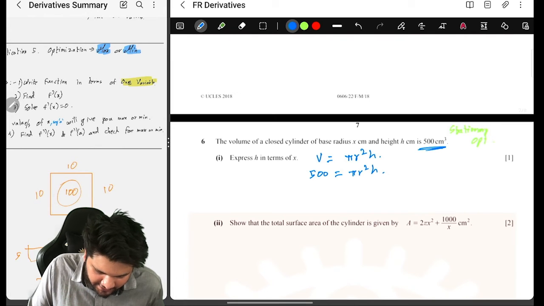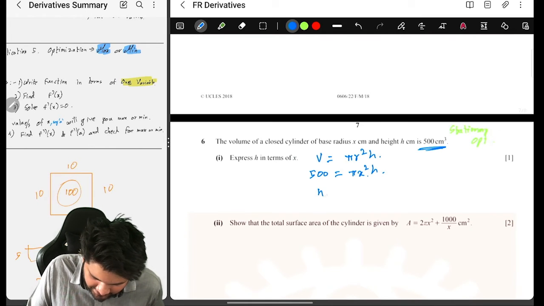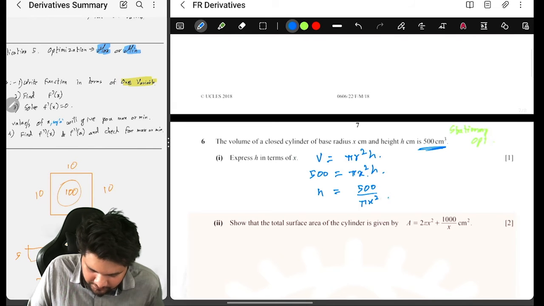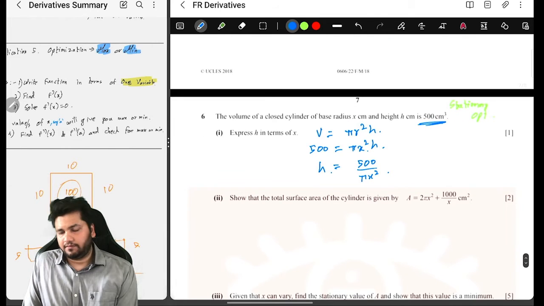Now they are asking what? Express h in terms of x. Actually, x is nothing but the radius. So h in terms of x. So h is going to be 500 by pi x square. That's going to be the height, in terms of x.